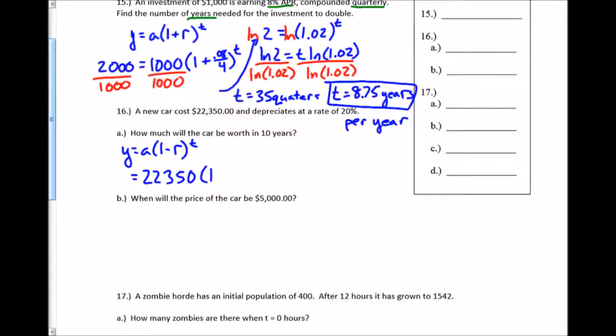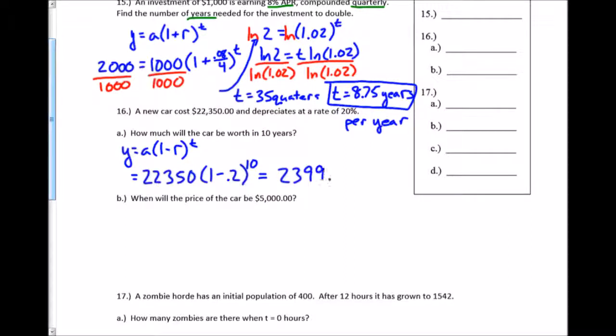Again, this just becomes a job for my calculator. Make sure that you follow order of operations when you do this, and you do the 1 minus the 0.2 first. You raise that to the 10th power, and then multiply by the 22,350. The most common mistake here is that we do the multiplication before we do anything else. That gives me $2,399.81. And since it's money, we're automatically rounding to 2 decimal places.